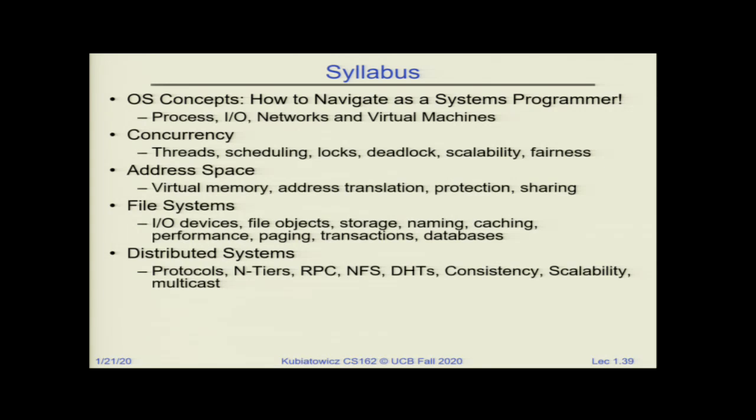Distributed systems, we're going to talk about protocols and RPC and NFS and DHTs and consistency, scalability. All of these terms will mean something to you later. How many people have run into distributed hash tables before? I think we used to do those in the 61Cs. Well, we will learn a lot more about them, okay? We'll talk about reliability and security, fault tolerance, protection, security, okay?